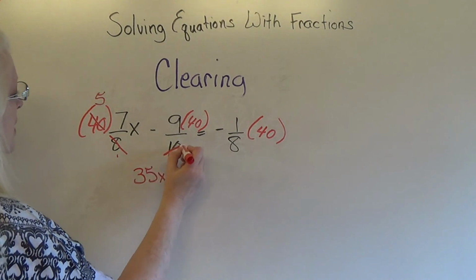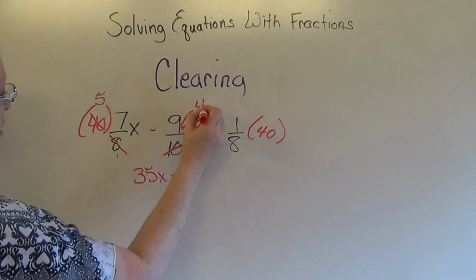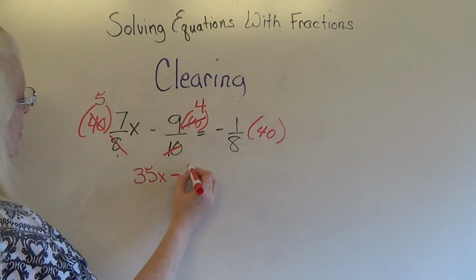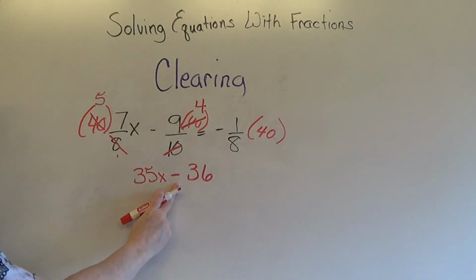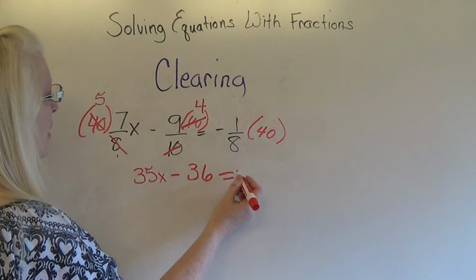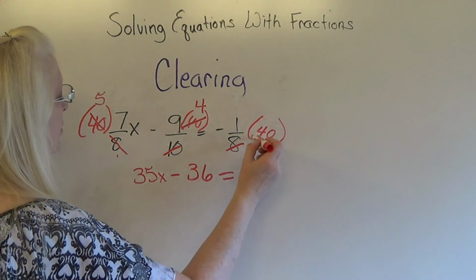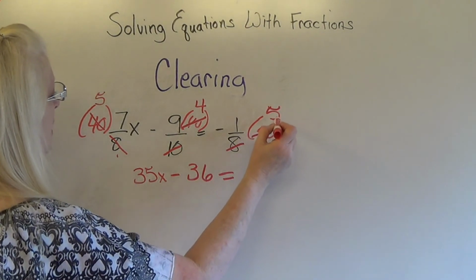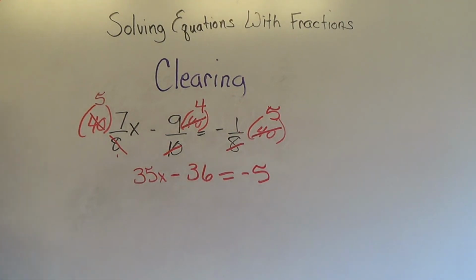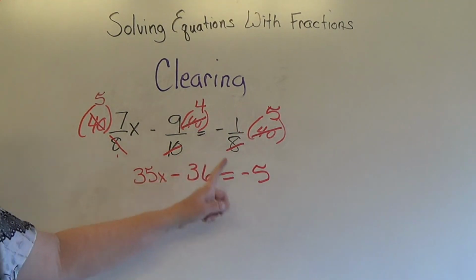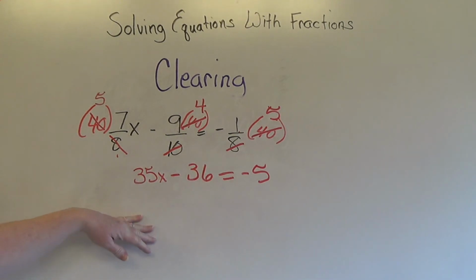Alright, now 10 goes into 40 4 times. And 9 times 4 is 36, and there was a minus sign in front of that, so I just dropped that down. Okay, and then 8 goes into 40 5 times, and 5 times 1 is 5, and there was a negative sign in front of that, so I'm going to keep that negative sign. Now we have an easy equation to solve.